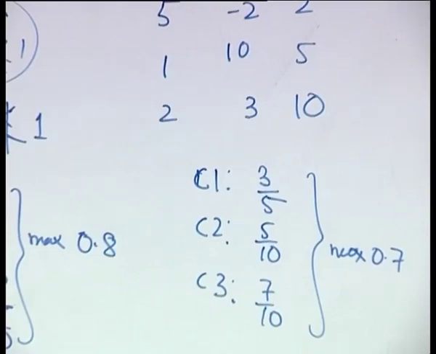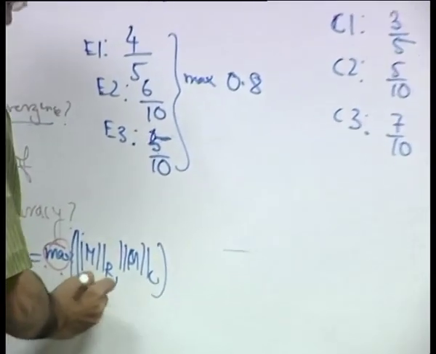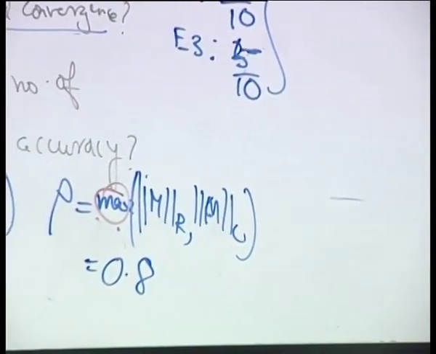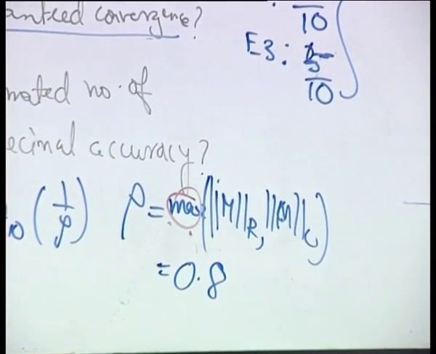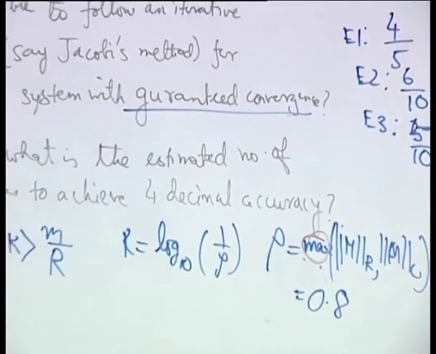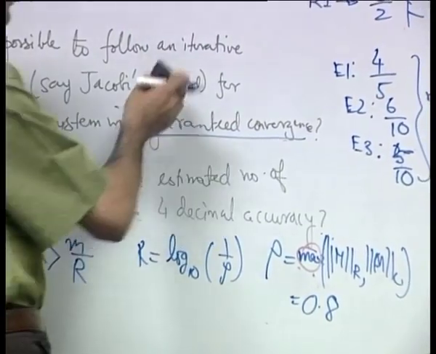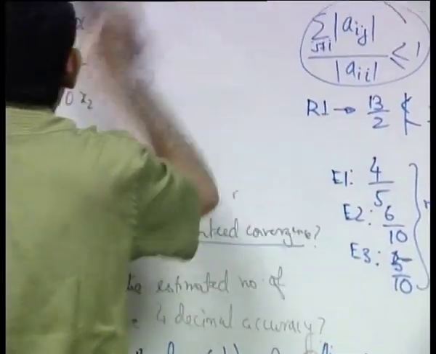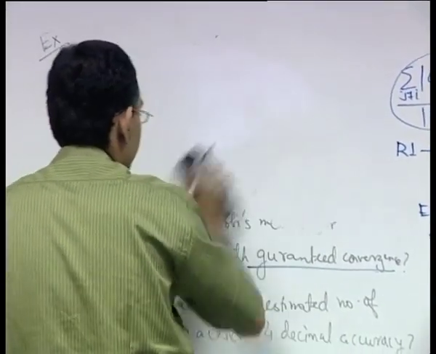If you take the maximum of the row sum and the column sum norm, that comes out to be 0.8, and based on that you can calculate k, that is an estimate of the number of iterations to achieve 4 decimal accuracy. Let us consider one more example.